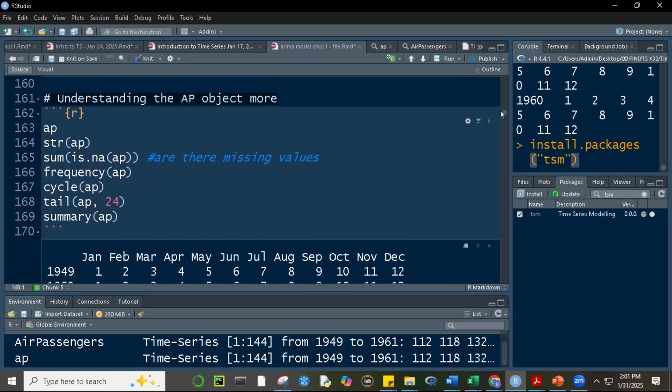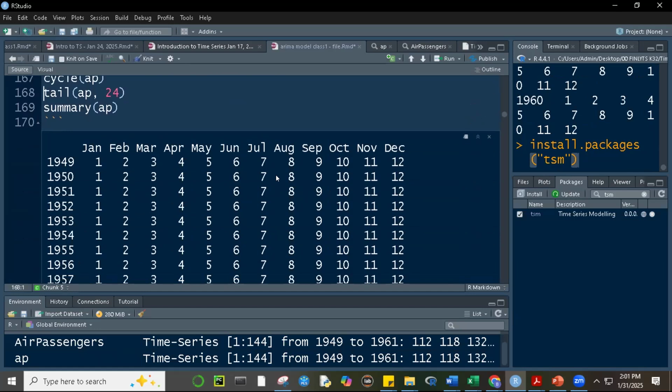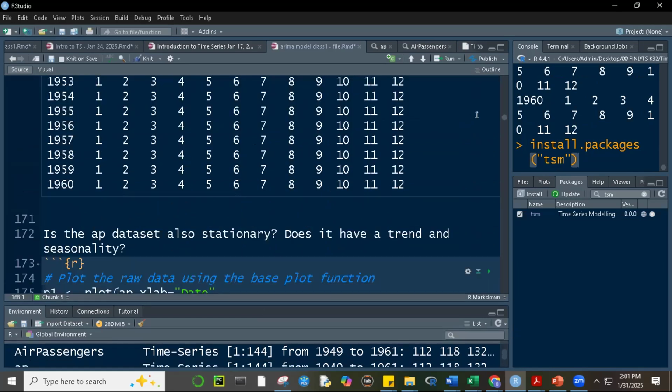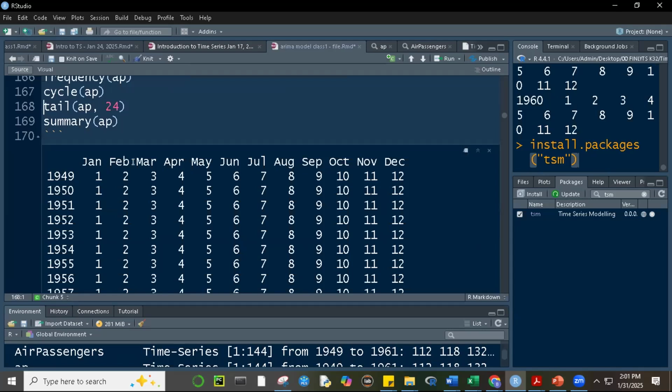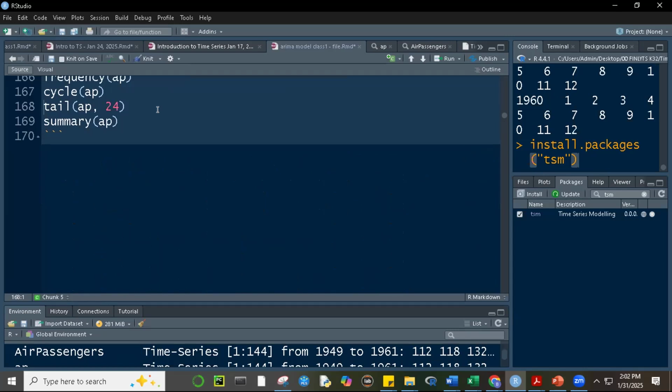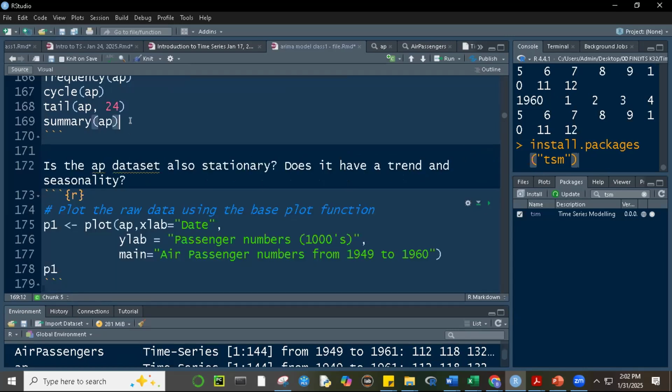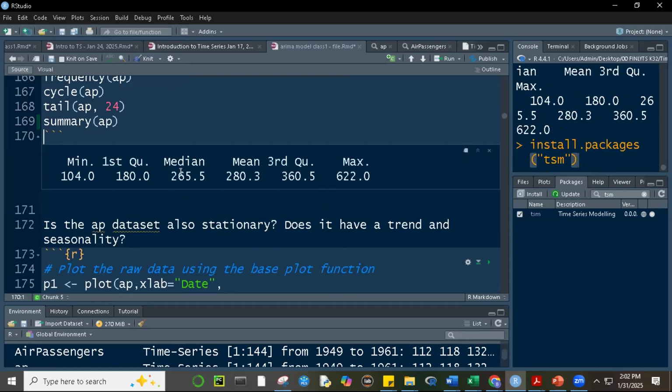There you go. So you have from 1949, January up to December. Okay. So all the ones are January. All the number twos are February, up to December, number 12. So this is very important. For the summary, class, it will just give us the 6-number summary.